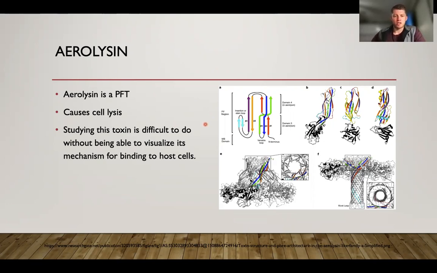How these toxins bind to the plasma membrane of host cells is not well understood and is difficult to study, but Quickchange mutagenesis allows us to more accurately study these interactions.